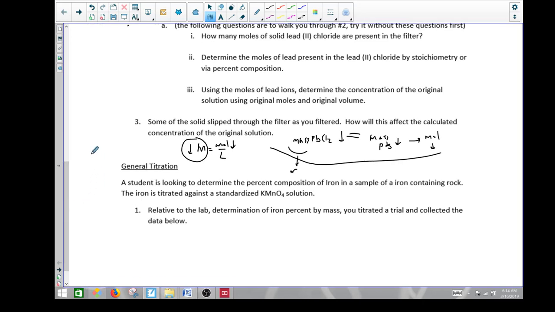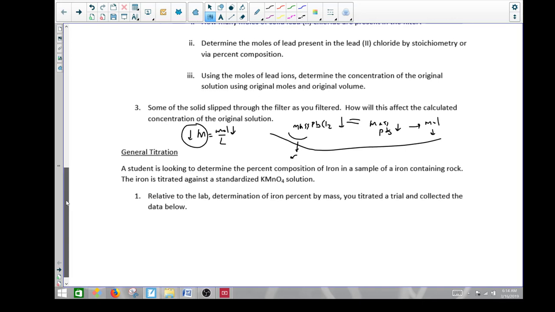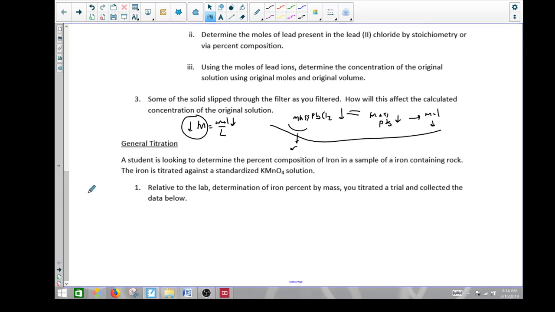All right, general titrations. A student is looking to determine the percent composition of an iron sample, an iron-containing block. The iron-containing sample is titrated against standard KMnO4. Now we did this experiment in lab, and there's a reason why, because it's very common, and I wouldn't be surprised if this exact reaction shows up. It says relative to the lab, determine the iron percent mass you titrated, using the data below. So it looks like we're going to have some data coming up here. Let's flip to the next page.